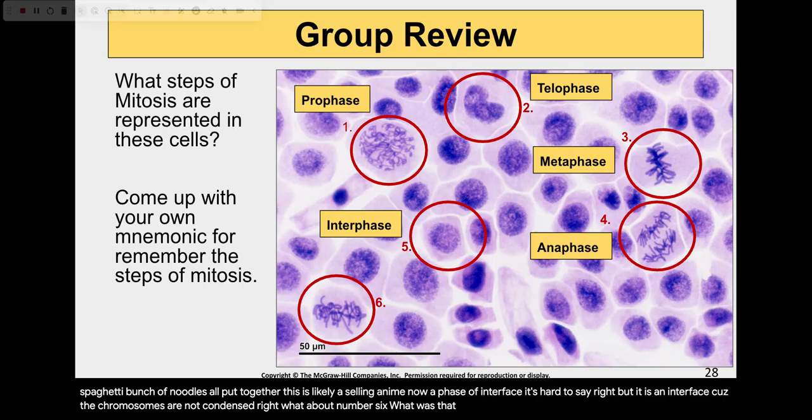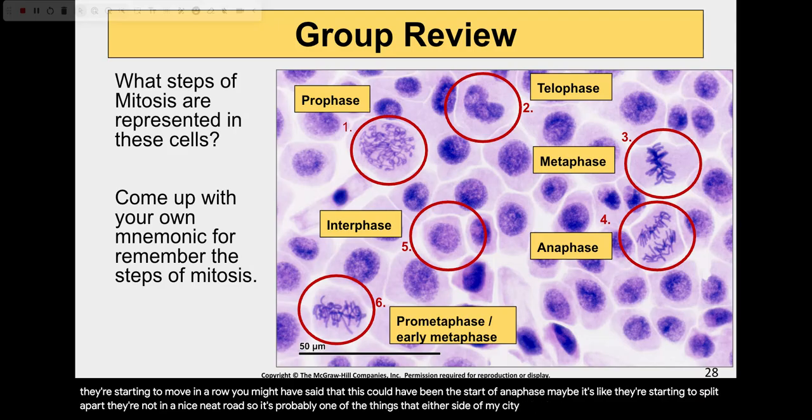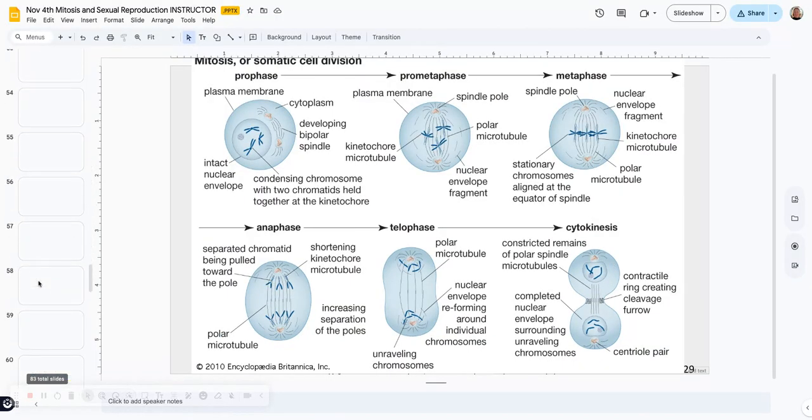All right, what about number 6? What was that? Yeah, there could be a variety of answers here. This is a little hard to tell. I put it as pro-metaphase, moving into early metaphase. Right? It looks like they're starting to move in a row. You might have said that this could have been the start of anaphase. Maybe it looks like they're starting to split apart. They're not in a nice, neat row, so it's probably one of the phases on either side of the nice, neat metaphase. All right. Again, I have this synthesis slide for you to look at and use to study.